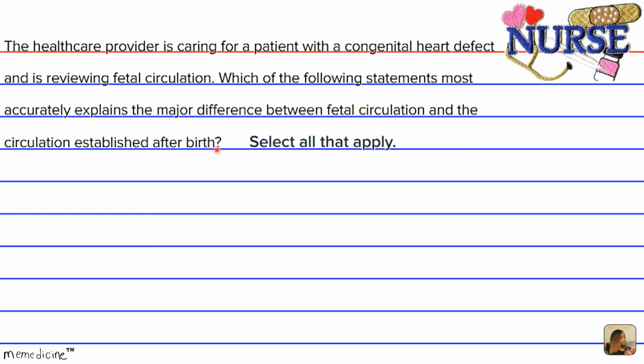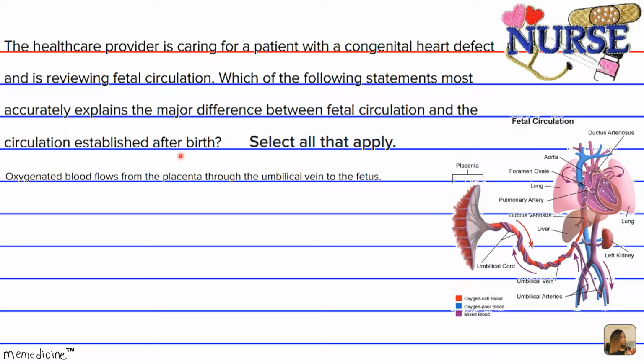Select all that apply. Is it A, oxygenated blood flows from the placenta through the umbilical vein to the fetus? Is it B, when the umbilical cord is cut, the foramen ovale opens to allow more blood to the lungs?